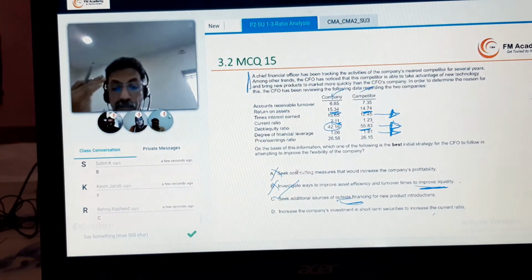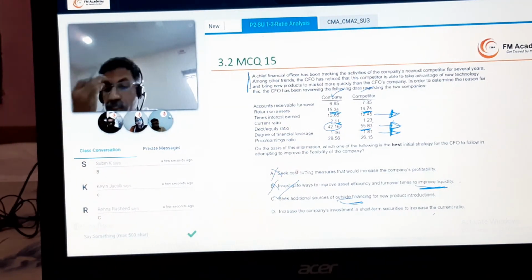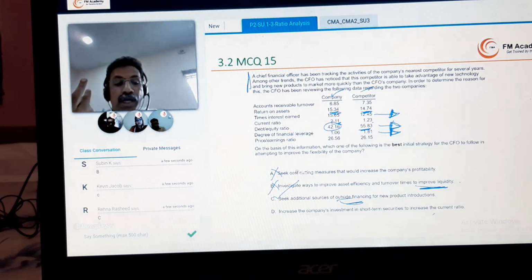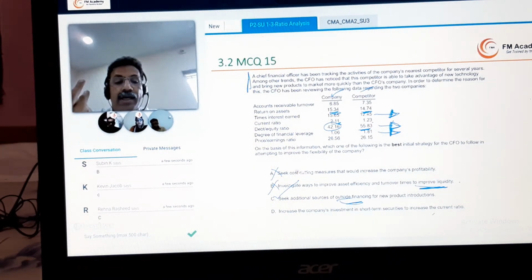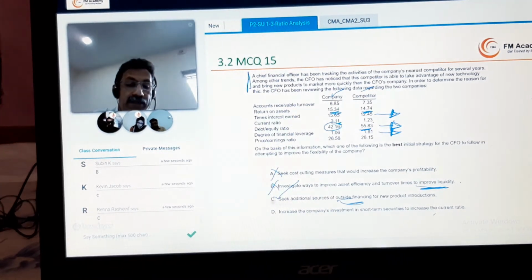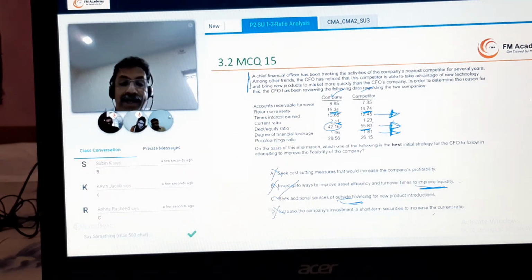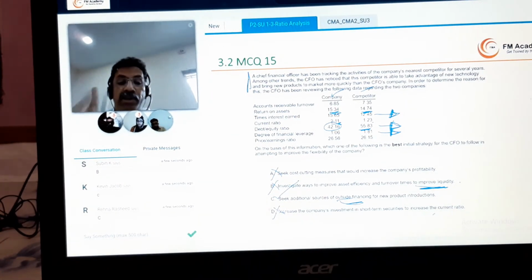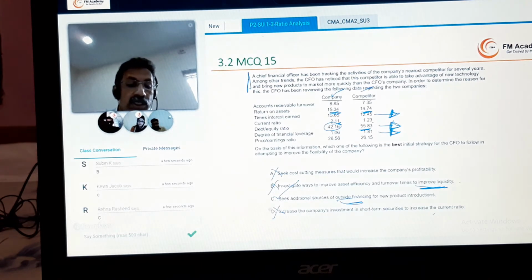Increase the company's investment in short-term securities to increase the current ratio. Already you are too high. Why do you want to really increase that? So that is not correct. You are not too high compared to the competitor, you are in a much more comfortable position. That's all. So C is the only answer.